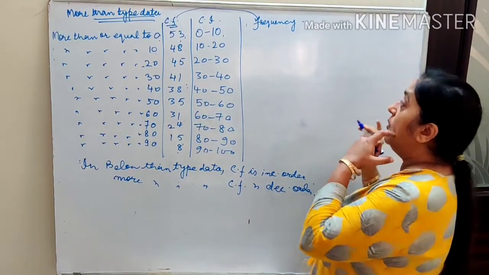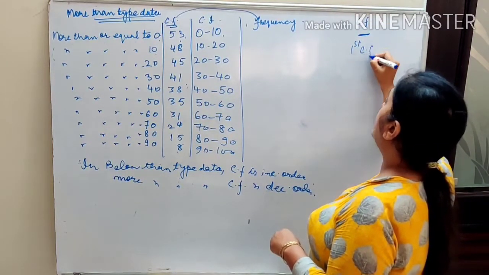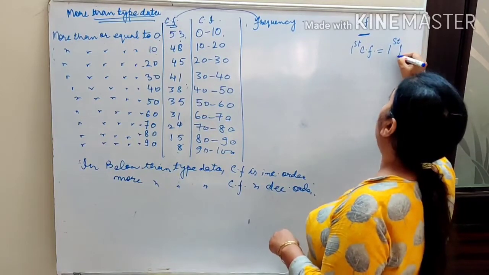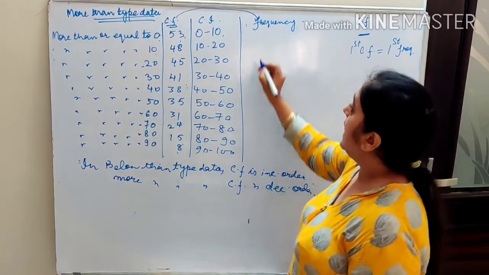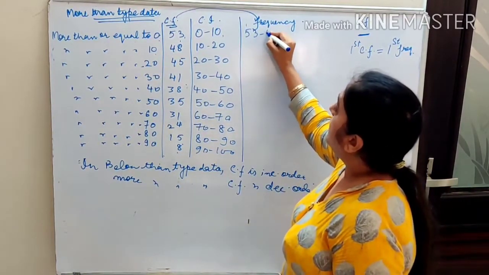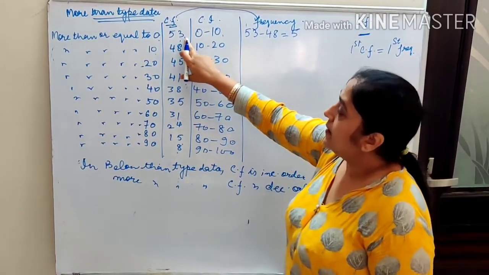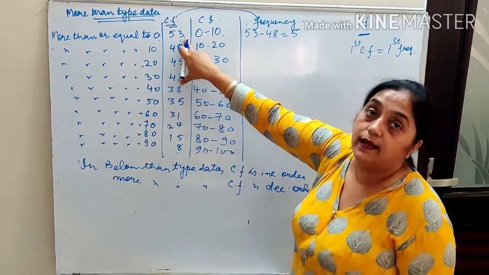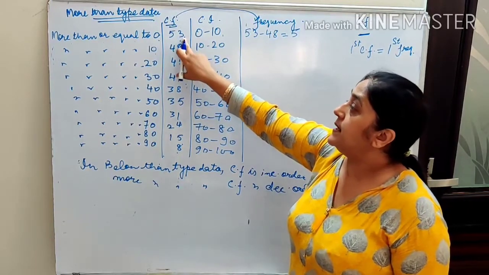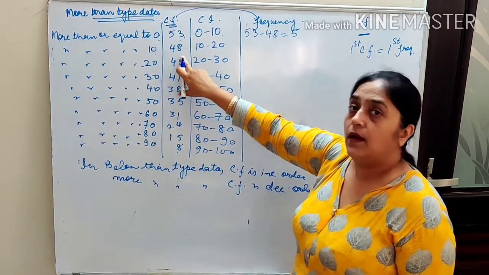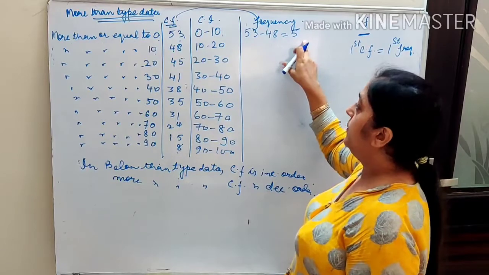You remember, in below than type data, the first cumulative frequency was equal to the first frequency, but in this case this will not happen. What will happen here? You will write 53 minus 48, that comes out to be 5. Why are we doing this? Because the total is 53, total 90 is given. If I am splitting it up only in intervals of 10, that means I have to subtract 48 from 53. So it is 53 minus 48, that comes out to be 5.